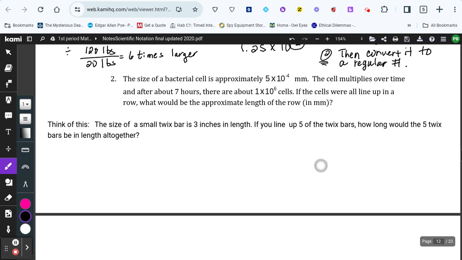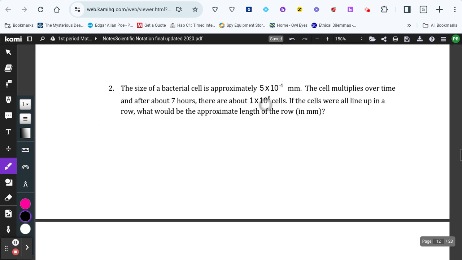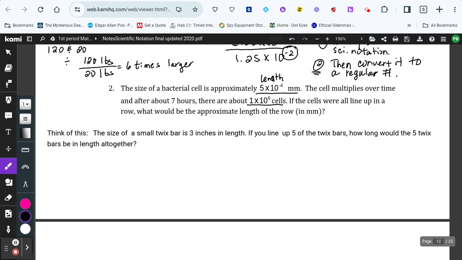All right, number 2 says the size of a bacterial cell is approximately this many millimeters. That's in length. The cell multiplies over time, and after 7 hours, there are about this many cells, which means there are about 1 million cells. If the cells were all lined up in a row, what would be the approximate length of the row in terms of millimeters? So how long would it be?